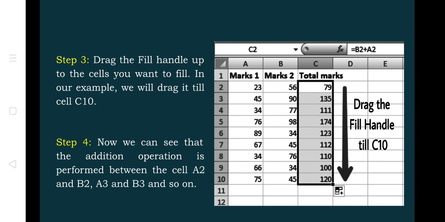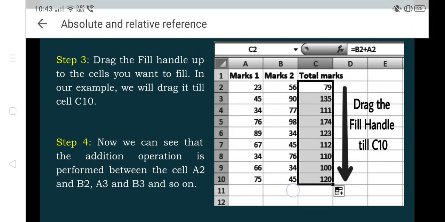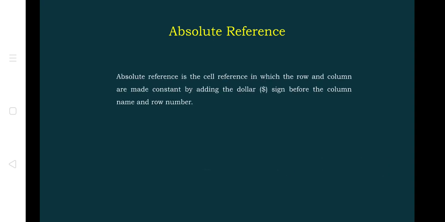It can be either down the column or across the row that we fill the formulas. So this is the example of the relative reference. Okay, now let us see about the absolute reference.